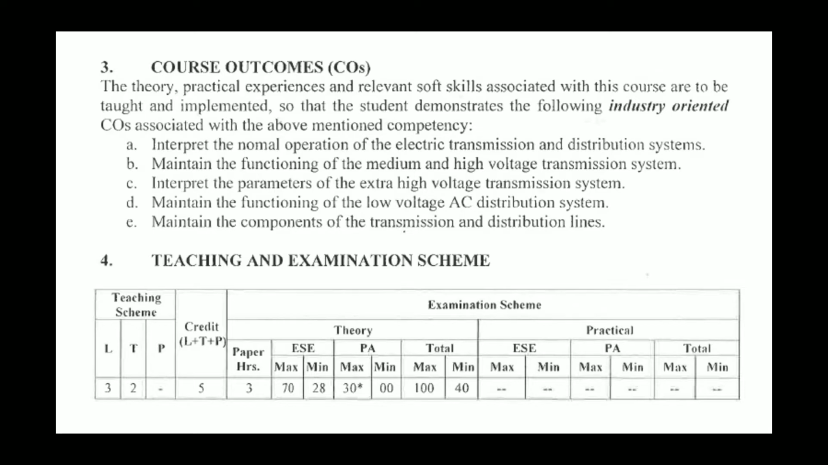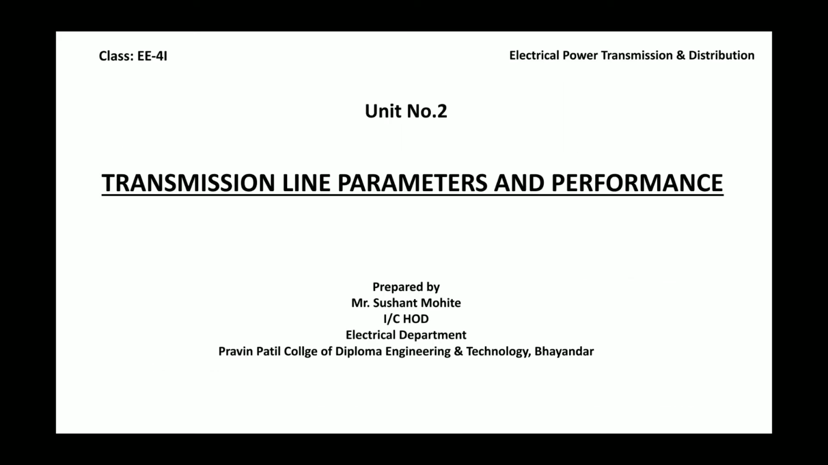This is a course outcome and teaching and execution scheme which is already discussed in unit number 1. Now we start unit number 2 of the subject electrical power transmission and distribution. The title of unit number 2 is transmission line parameters and performance. Okay, the first is the introduction.